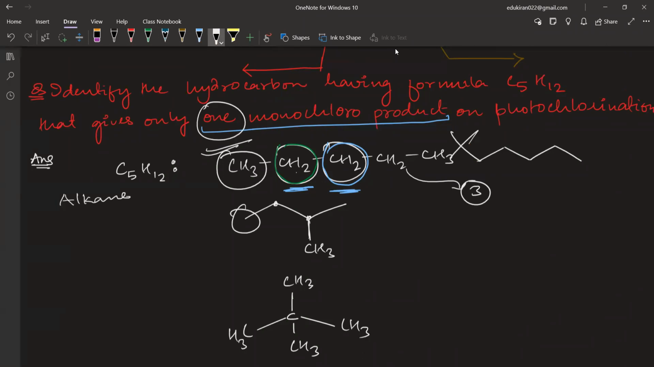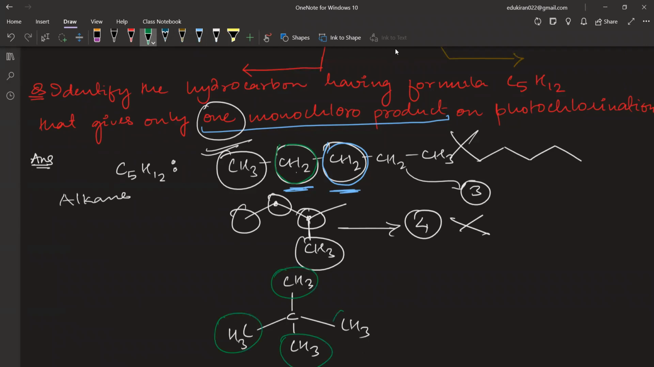You can already see that this CH3 is different from this CH3, and it is different from this CH and this CH2 also. So here we are going to get 4 products. That is why this is also not our molecule. But if you look at the last molecule, you can see that all of these CH3s are the same.